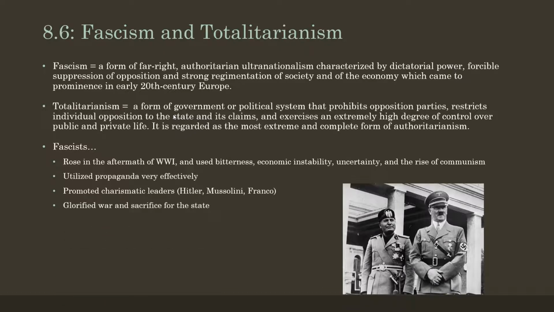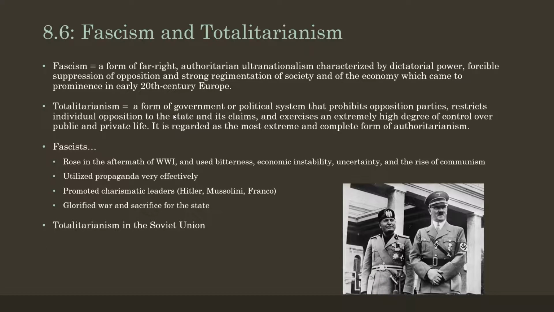Of course, Hitler is the most common example, and he's a perfect example of all of the stuff that we see up in the definition there. The fascists glorified war and sacrifice for the nation. This goes into the idea of ultranationalism, and yeah, that's fascism in a nutshell. Another topic that we could spend a lot of time on.